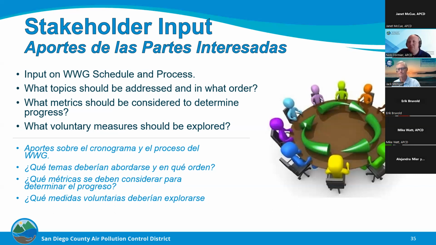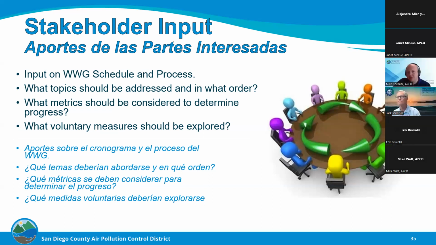I wanted to again go back to some of these questions, seeing that I don't see anybody with a hand raised at the moment. I just wanted to again touch on the questions that are on the slide. What topics would you be interested in seeing? What order? What metrics should be considered to determine progress? We've already heard a little bit of that, but we certainly welcome more feedback. And then voluntary measures that should be explored. These are, again, things we're hoping to get some feedback on today.